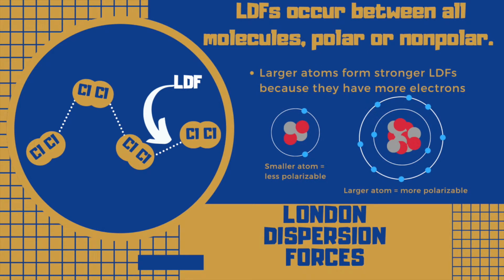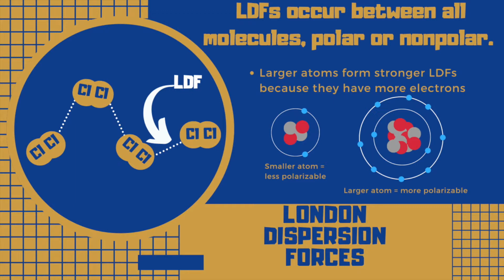Larger molecules form stronger LDFs. This is because molecules with larger radii have more electrons. Electrons near the outside of the molecule are not as strongly attracted to the positively charged nucleus and can more easily form instantaneous dipoles. The ability for the electrons to more easily form instantaneous dipoles is called polarizability.